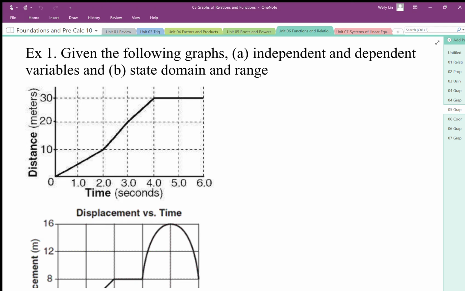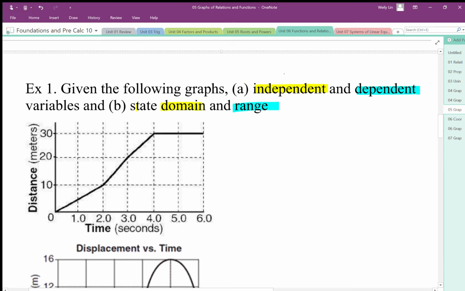When we're looking at graphs of functions and relations, we want to also determine what the dependent and independent variables are, and we want to state the domain and range. So again, the independent variable is x, and that goes with domain. And the dependent variable is y, and that goes with range. I'm going to write in x and y as well. Independent is x. The dependent is y.